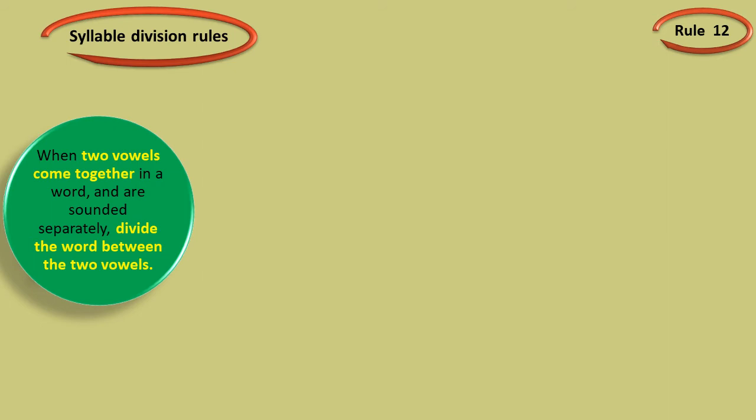Rule 12. When two vowels come together in a word and are sounded separately, divide the word between the two vowels. Got it? Let me repeat. When two vowels come together in a word and are sounded separately, then divide the word between the two vowels. Please look at the meaning of the rule again and again. Then you can understand the rule clearly.